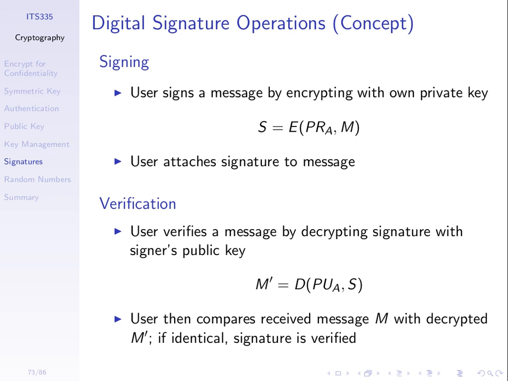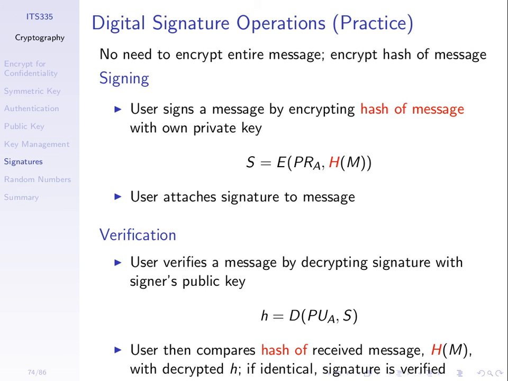The receiver verifies the signature. They check if it's real. And the way to verify a signature is to decrypt the signature using the public key of the sender. If it successfully decrypts, then it verifies the message. If not, then we don't trust the message. So that's the concept that achieves the security aims.